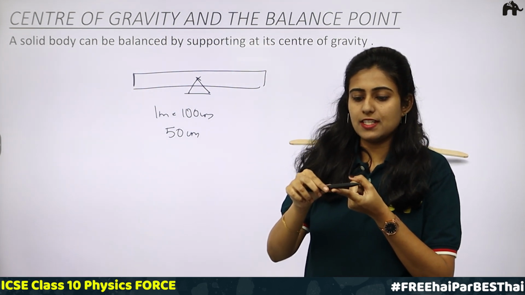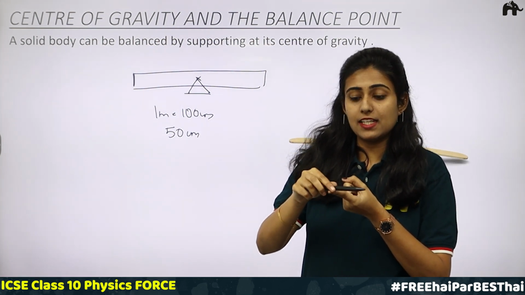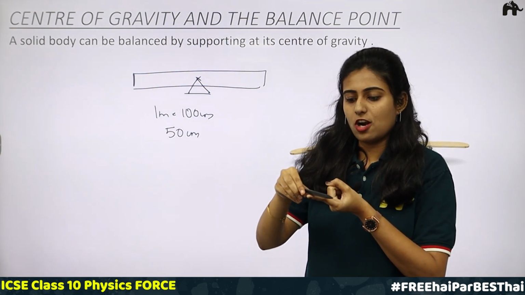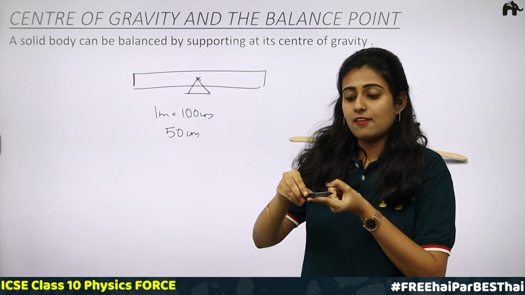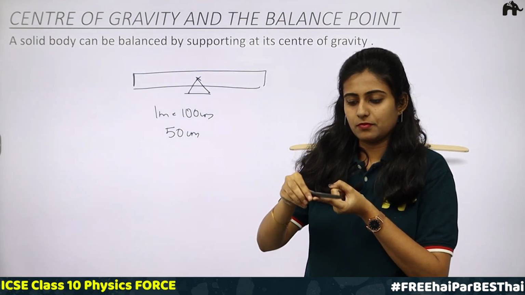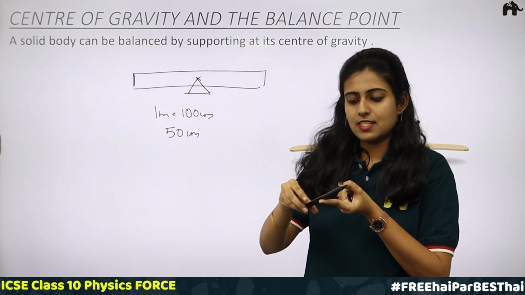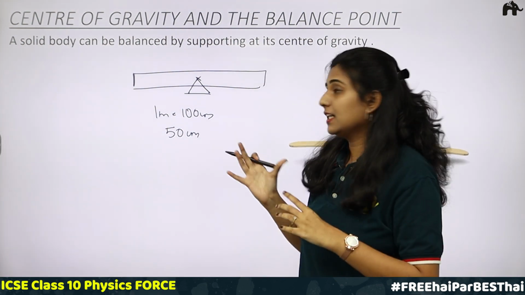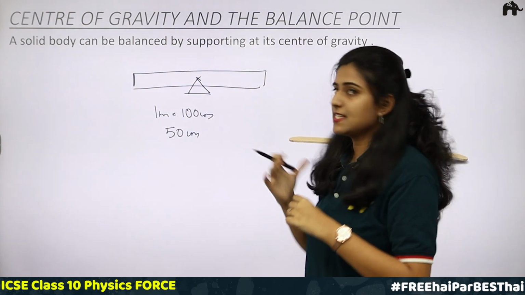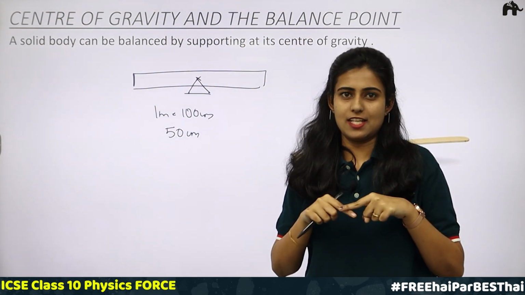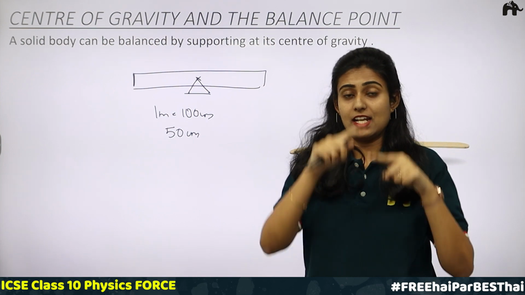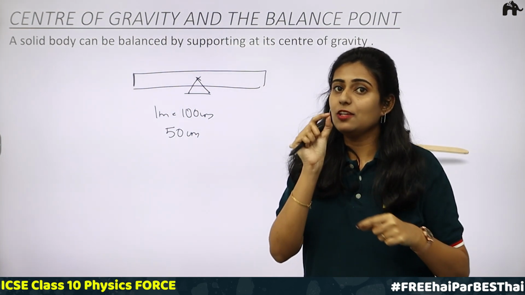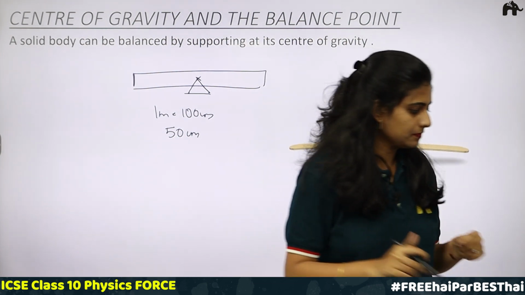I'll keep my fingers at different points and check if it is balanced or not. If the pen falls, then it is not balanced. I have to find a point where the pen doesn't fall. So this is the point where I can balance. Now I will take a book and try to balance it. The book is in the shape of a rectangle. So by drawing both diagonals, at the point where they intersect, you will get the center of gravity.